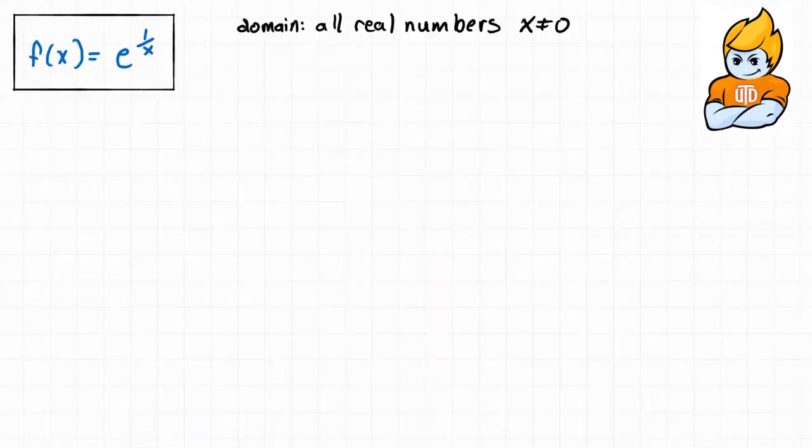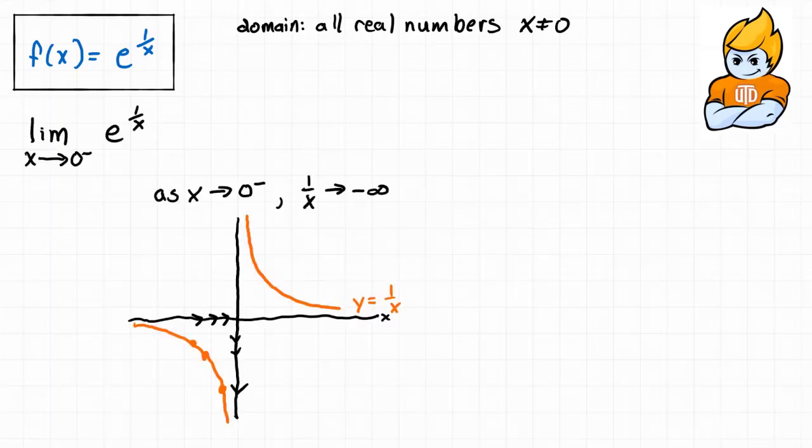Consider the function e to the 1 over x. The domain is all real numbers except 0. Let's compute the one-sided limits as x approaches 0. Let x approach 0 from the left. From the graph of y equals 1 over x, we see that as x approaches 0 from the left, 1 over x tends towards negative infinity.